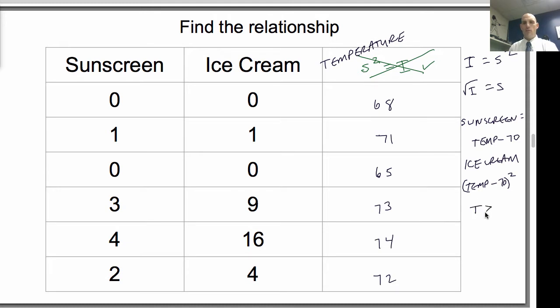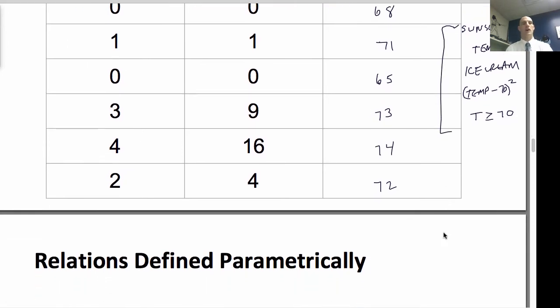But when we put some parameters on it, the temperature has to be greater than or equal to 70. This actually makes a lot more sense than talking about sunscreen and ice cream. Ice cream and sunscreen aren't necessarily related. I don't walk into a store and think, oh, I bought a certain amount of sunscreen, therefore I must buy ice cream. Really what I'm thinking is, what's the temperature outside? If it's above 70, I might go to the beach, I'm going to buy some sunscreen, but also it's hot, I'm going to buy some ice cream. These are more meaningful ways to define functions, looking for a third-party variable that's going to help us out.